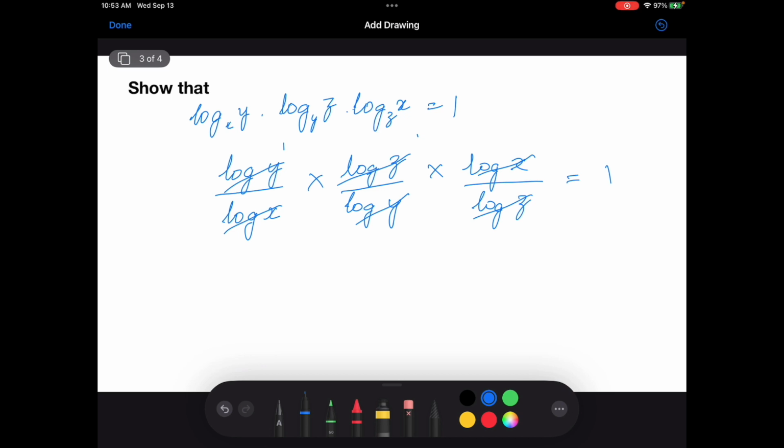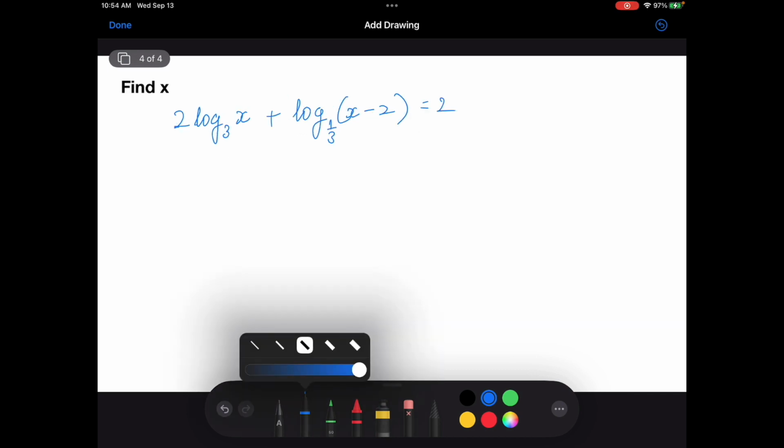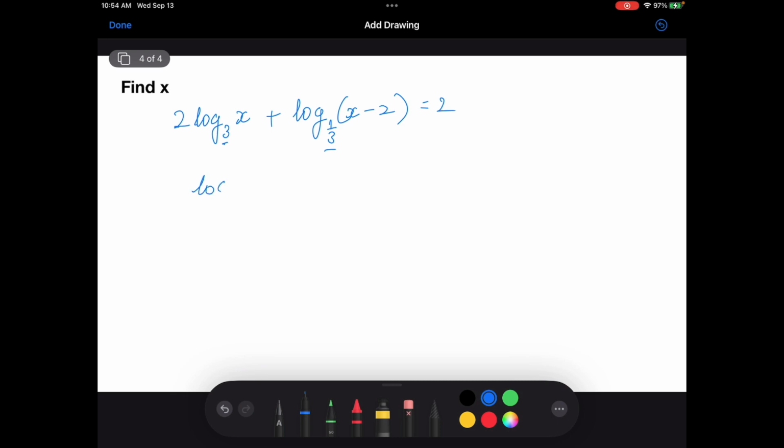We can also solve logarithmic equations. Let's see how to do that. So in this problem, we have to find the value of x. Notice that we have two bases, 3 and 1 by 3. First thing, we have to make it the same base. Let's write this as log x squared to the base 3 plus log x minus 2 to the base 3 divided by log 1 by 3 to the base 3.